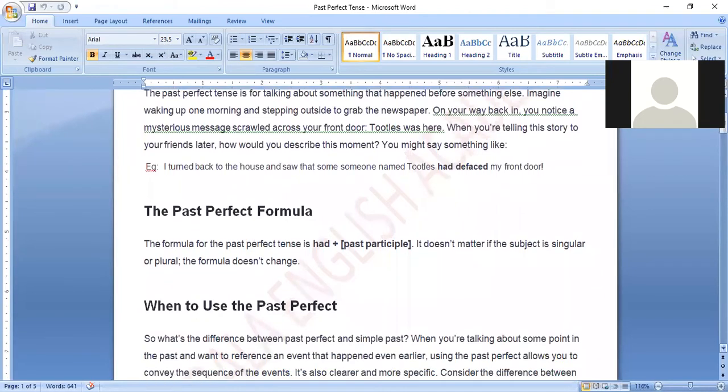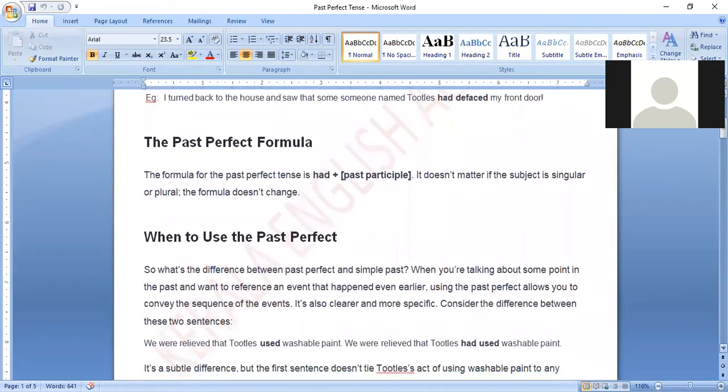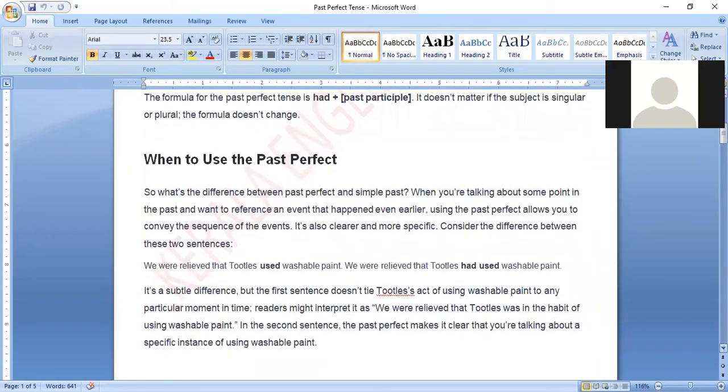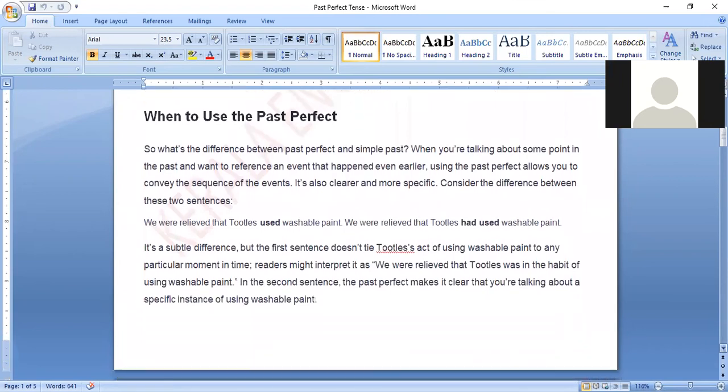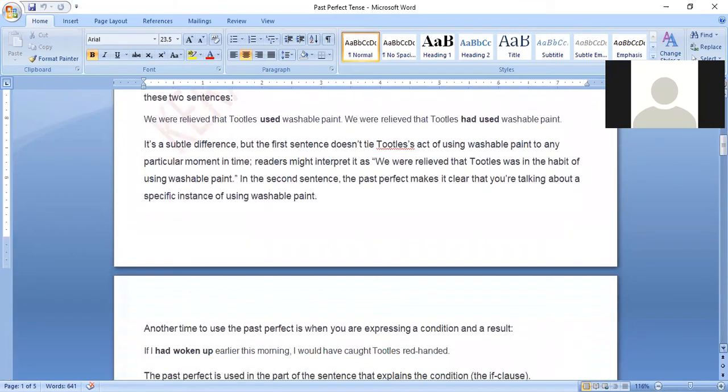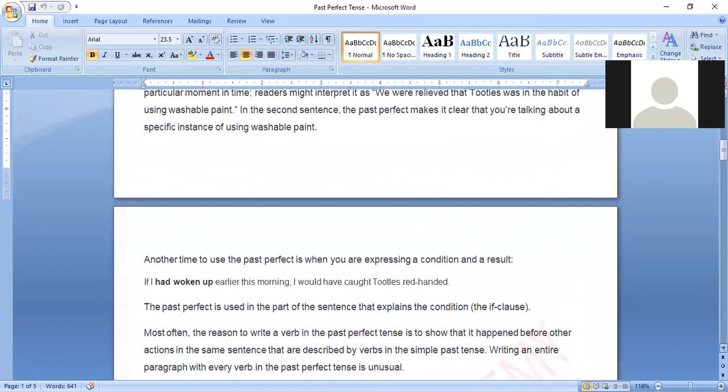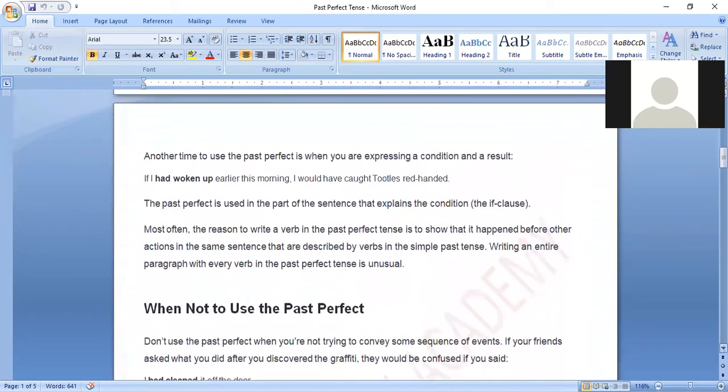If you get it with you, you can use the time. Take the time and read very slowly the past perfect formula, that is called structure. What I said: subject plus had plus past participle form of the verb, or V3 form of the verb. Then when to use the past perfect is clearly given here. The total notes I am sending to you. You can find it and read it further. All the examples you can get.